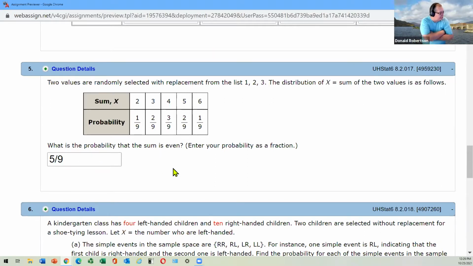If they wanted to know the probability that it was odd, wouldn't it be 4 ninths? And if you wanted to know that it was a 5 or a 6, wouldn't you add these 2 together and call it 3 ninths, but then simplify it to 1/3?